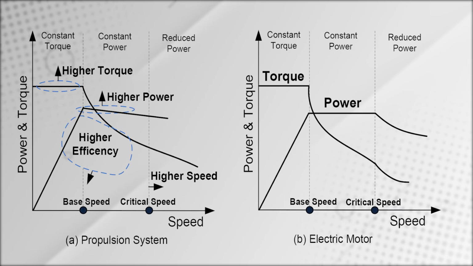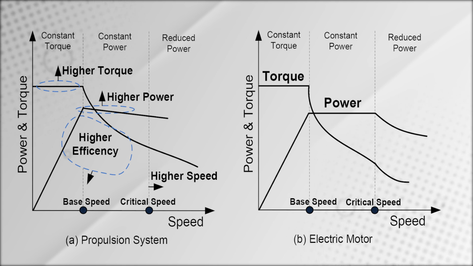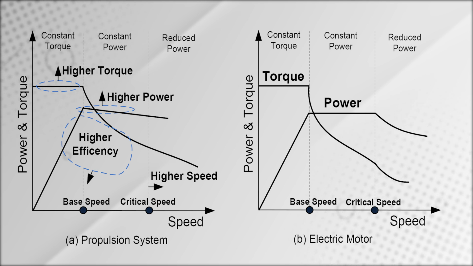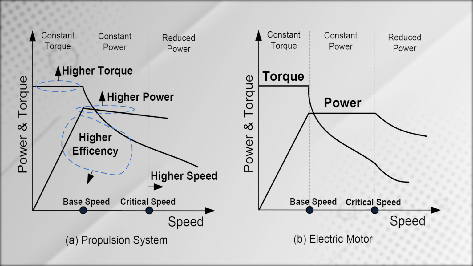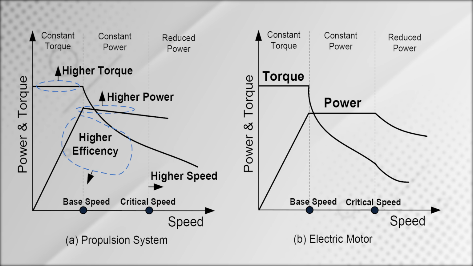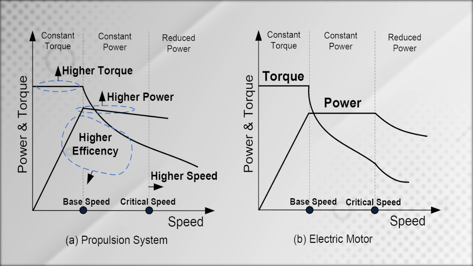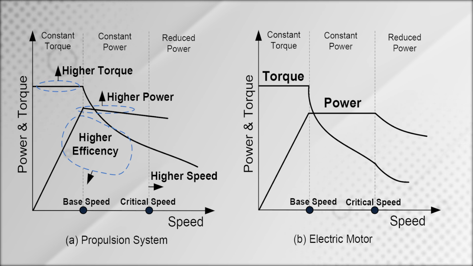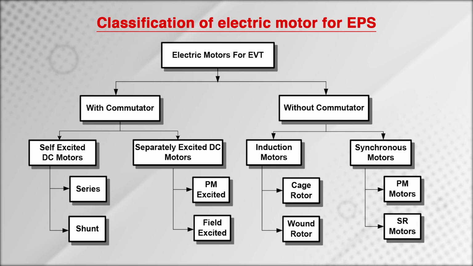The suitability of an electric motor for propulsion application is often assessed based on its torque speed characteristics. Figure A shows the ideal torque speed characteristics required for propulsion application, and B shows the torque speed characteristics of an electric motor. As I mentioned these characteristics earlier for different requirements of the vehicle, one can easily appreciate and come to the conclusion that the torque speed characteristics of an electric motor are very much matching and similar to the torque speed characteristics of an electric vehicle.